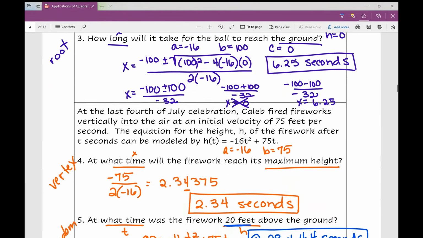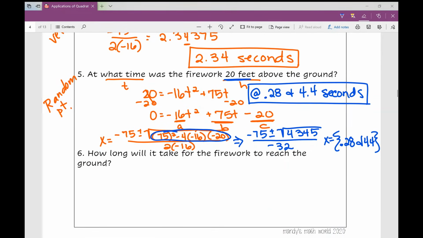Okay, let's go to the next one. How long will it take for the firework to reach the ground? How long, that's x, will it take for the firework to reach the ground? That's when h is 0. I did it again. That should be a t. Okay, so what are we looking for? We're looking for a 0 or a root or a solution. So in this case, I'm going to plug in 0 for h.